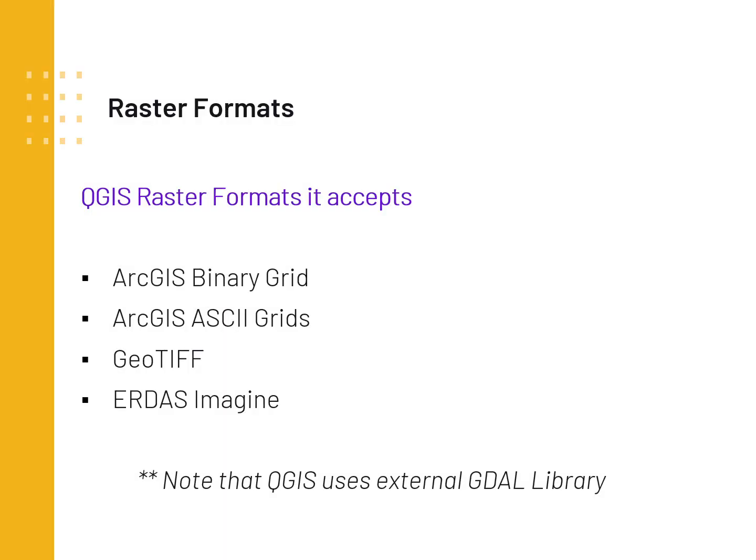So what about raster formats that QGIS will accept? Well, it can accept ArcGIS binary grids. It can accept ArcGIS ASCII grids. It can bring in GeoTIFFs as well as ERDAS Imagine. It's important to realize that QGIS uses an external GDAL library, so that must be installed in order for many of these formats to be imported properly.